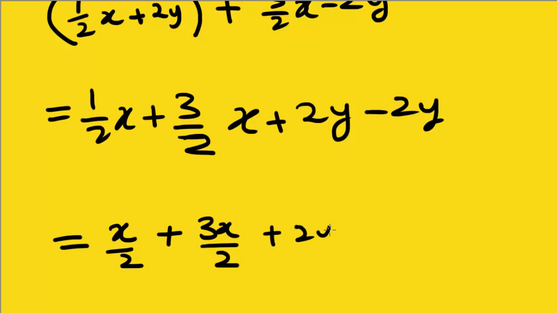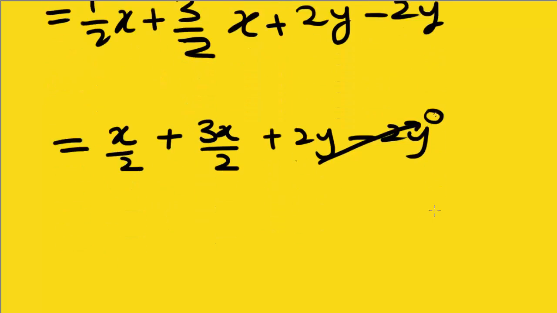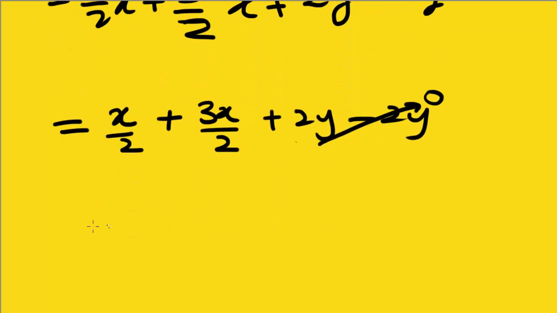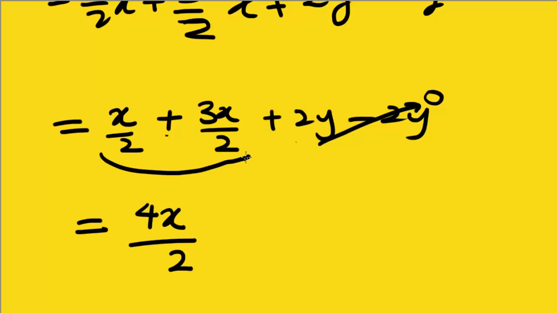Okay, so now I have 2y and minus 2y. Notice how they cancel out because 2y minus 2y is 0. That is the elimination here. We have eliminated the variable y from considerations for now. So all I have to worry about is adding x over 2 to 3x over 2. They have the same denominators, so all you have to do is add the numerators, to give x plus 3x, which is 4x, divided by the same denominator, which is 2.